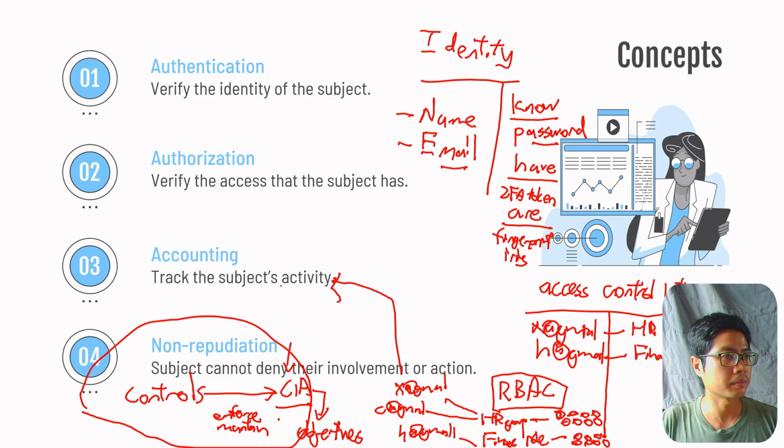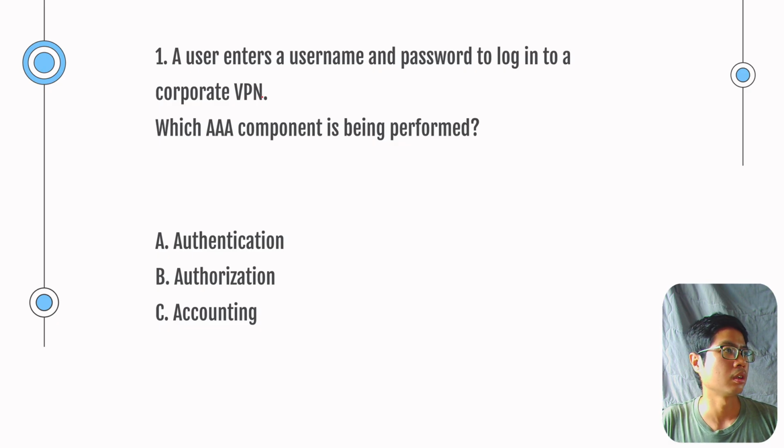Alright, let's move on to the first question. In the first question, it states that a user enters a username and password to log into a corporate VPN. Which AAA component is being performed here? The keywords here are username and password. As we have covered in the previous slide, it's the very first step, which is authentication.